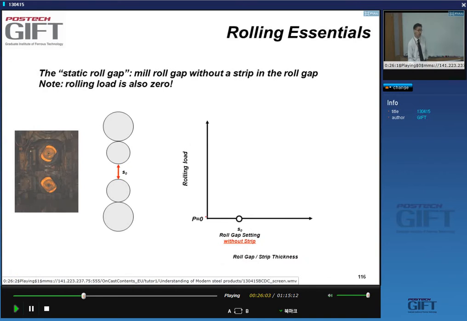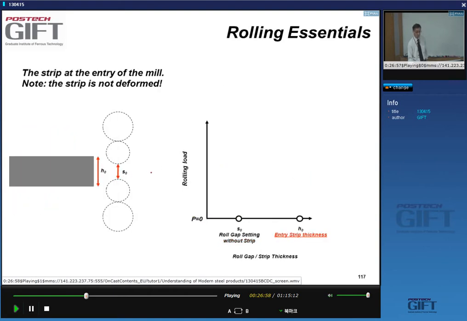So let's take a step back and see how this is being put together. First of all, we draw a y-axis and an x-axis. On the x-axis we simply have the thickness of the strip, H, and on the y-axis the rolling load, P. This is the picture here: I have a two high mill and there's nothing going on here. The distance between the surfaces of the rolls is S0. So I can put this in this diagram. When P equals 0, I'm not doing anything, the roll gap setting without strip is this point.